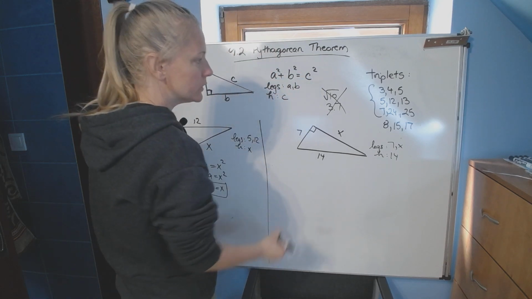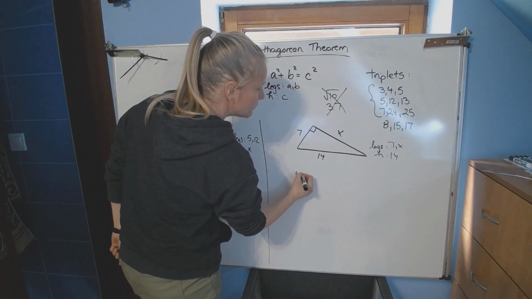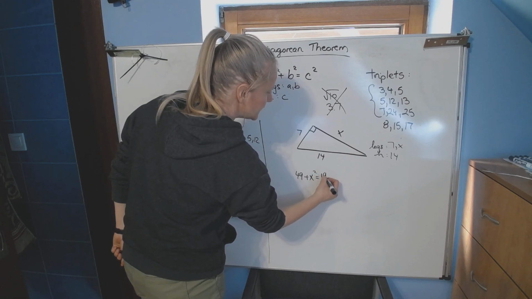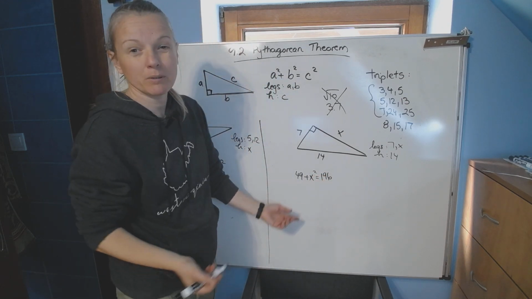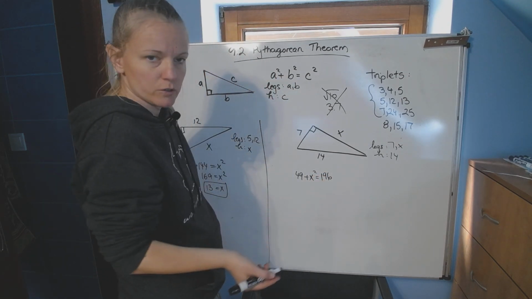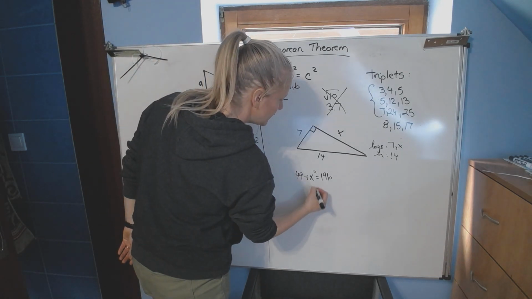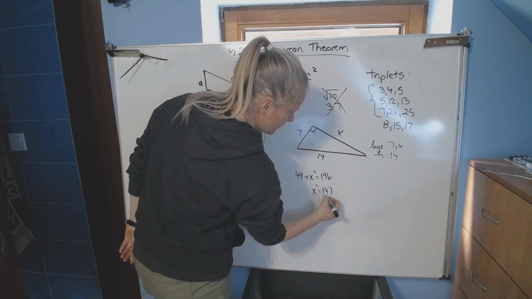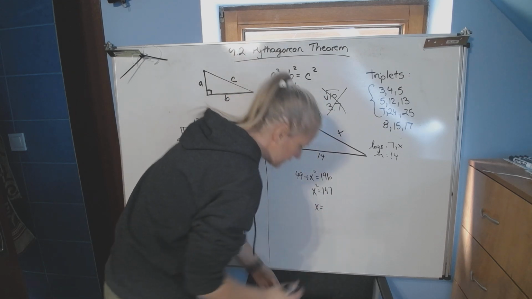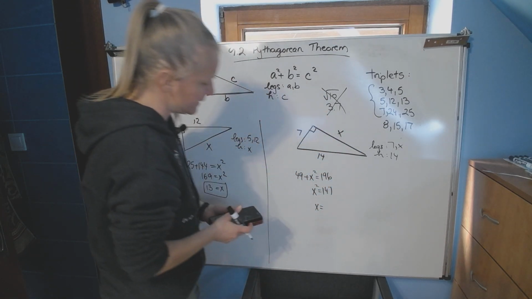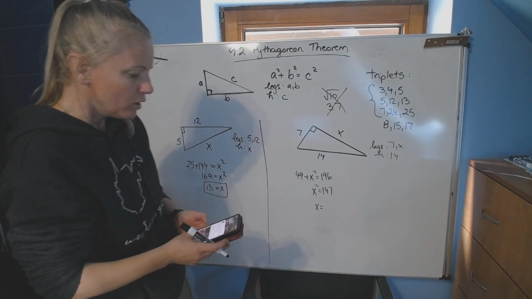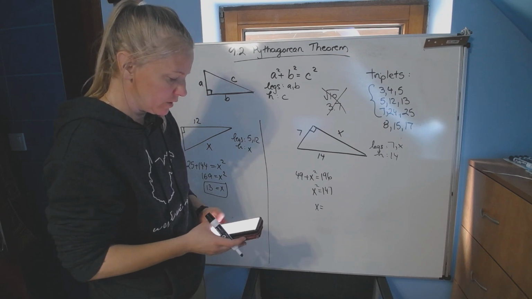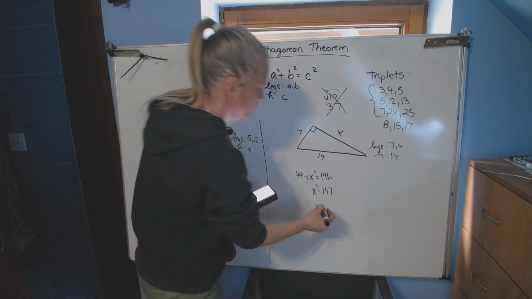That's the value I didn't use, which means 49, which is 7 squared, plus x squared needs to equal 196, which is 14 squared. I'm just skipping one step because I know you know how to square and you can use a calculator. X squared is going to equal 147, which means x is, and again, use a calculator. You can even tell me that this is 7 square root of 3, or you can just go ahead and use a calculator and say square root of 147 is 12.12.